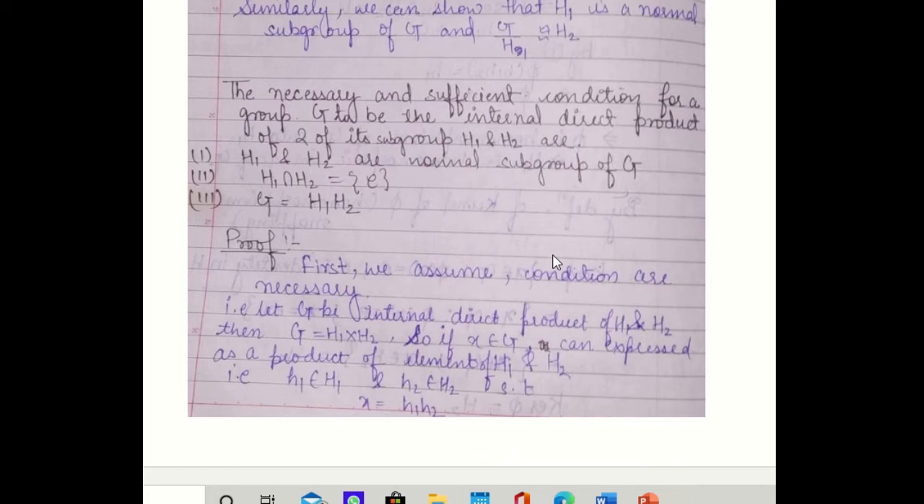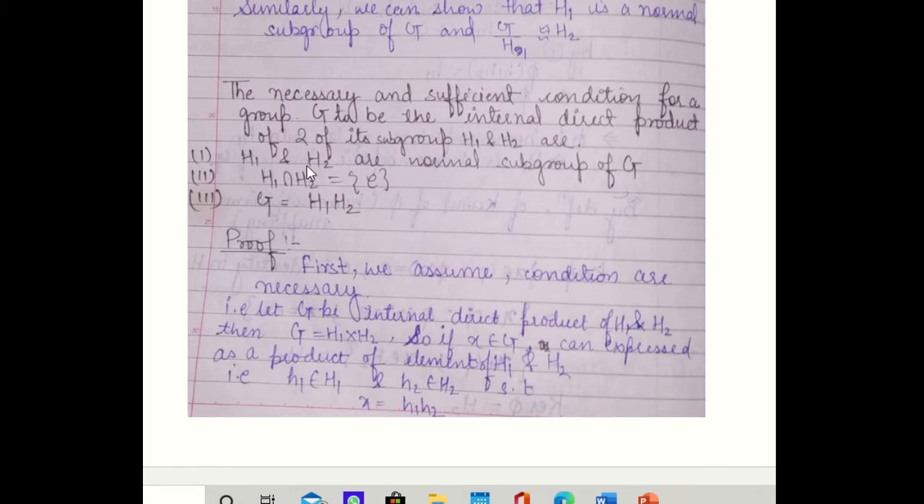Now we are going to show the next theorem, which is the definition of internal direct product, which says the necessary and sufficient condition for a group G to be an internal direct product of two of its subgroups H1 and H2. I have already told you these properties of the definition.